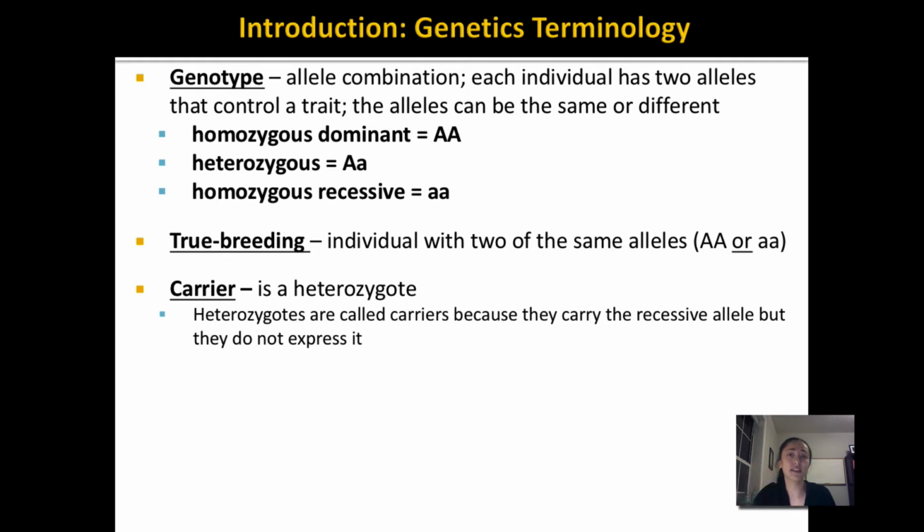And if they pass that allele on to their offspring and their spouse also does, then their offspring could actually have the disorder.